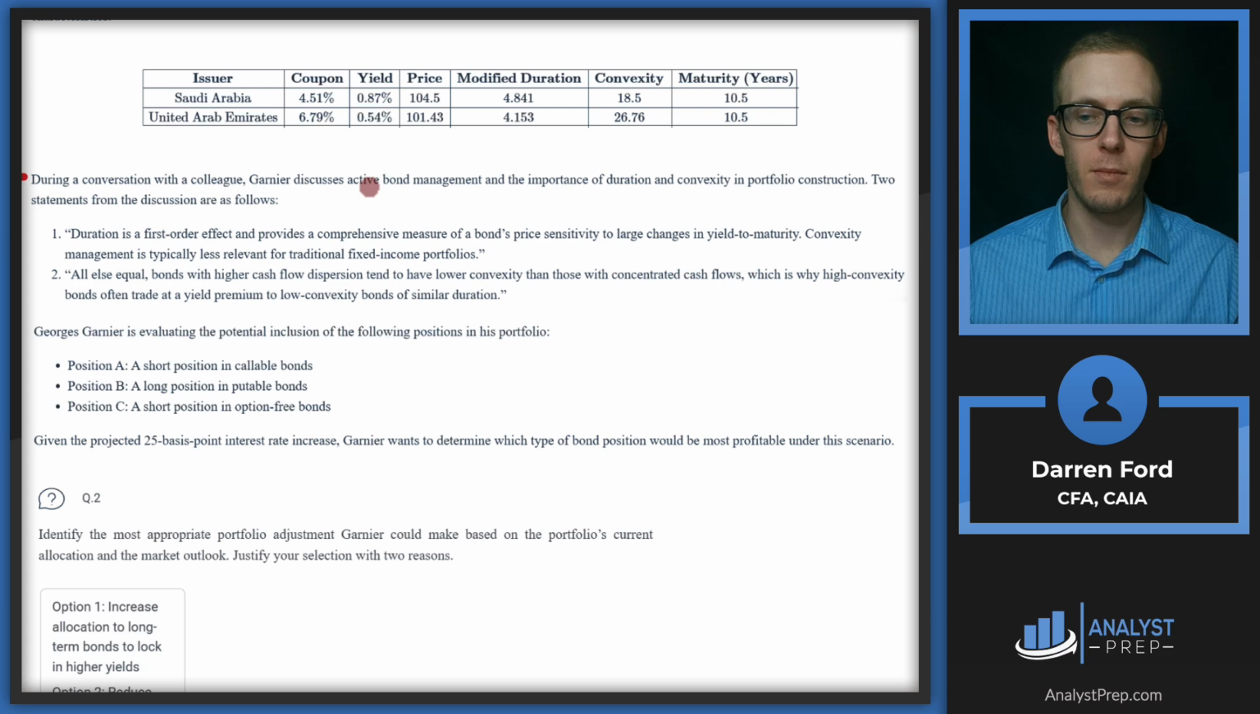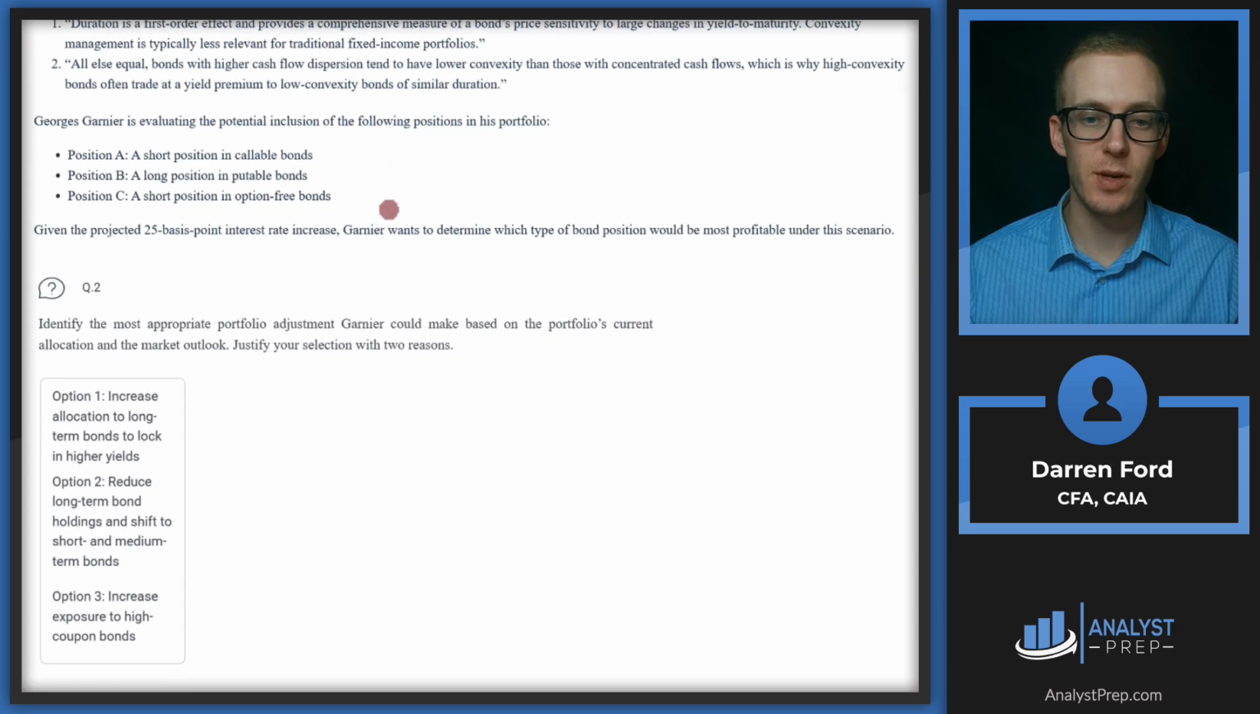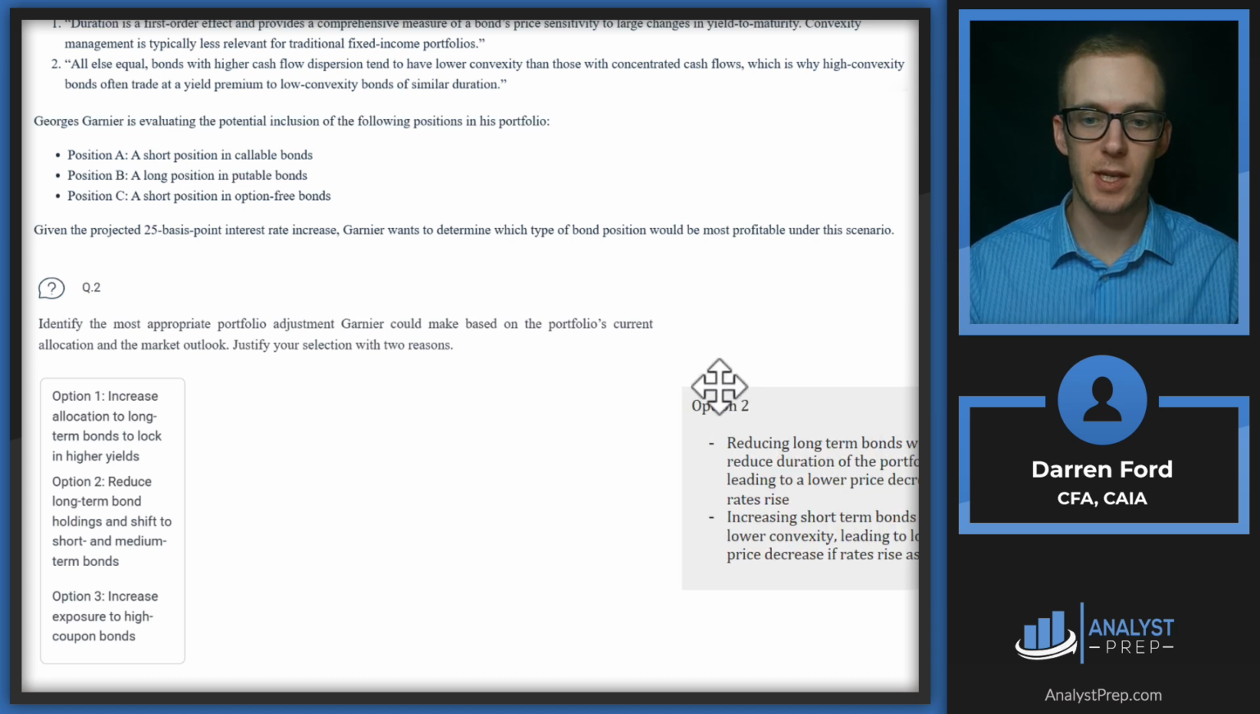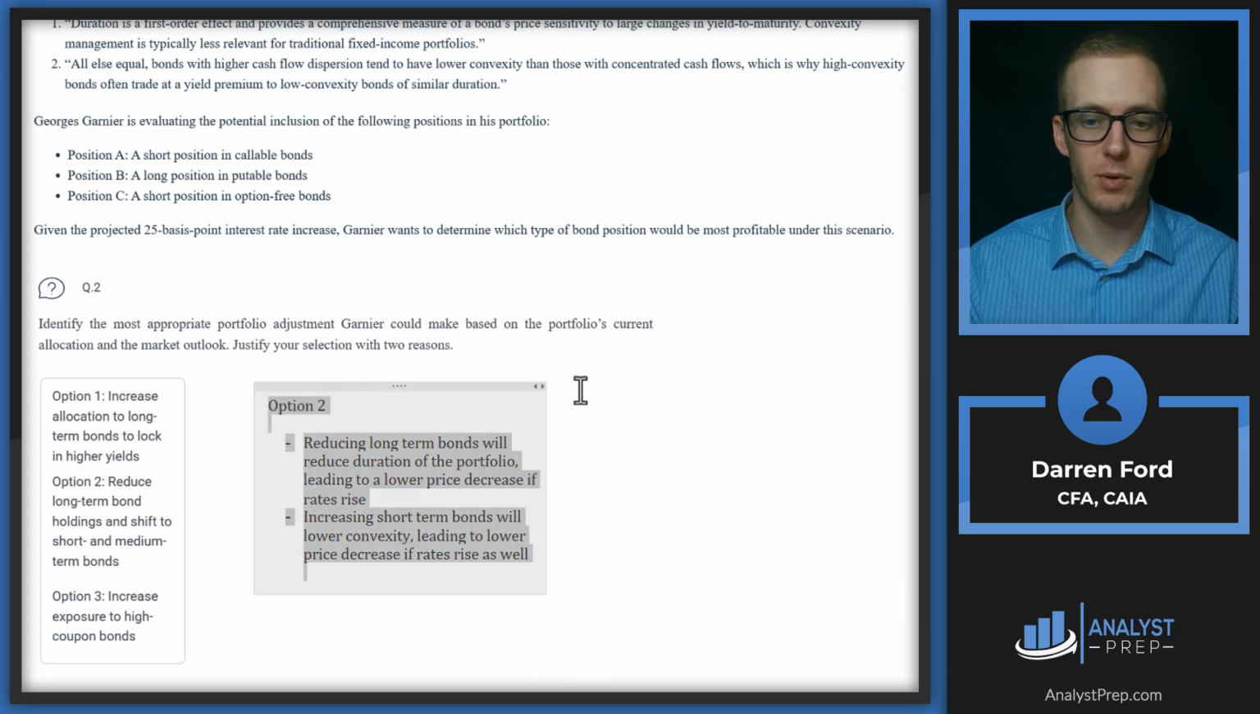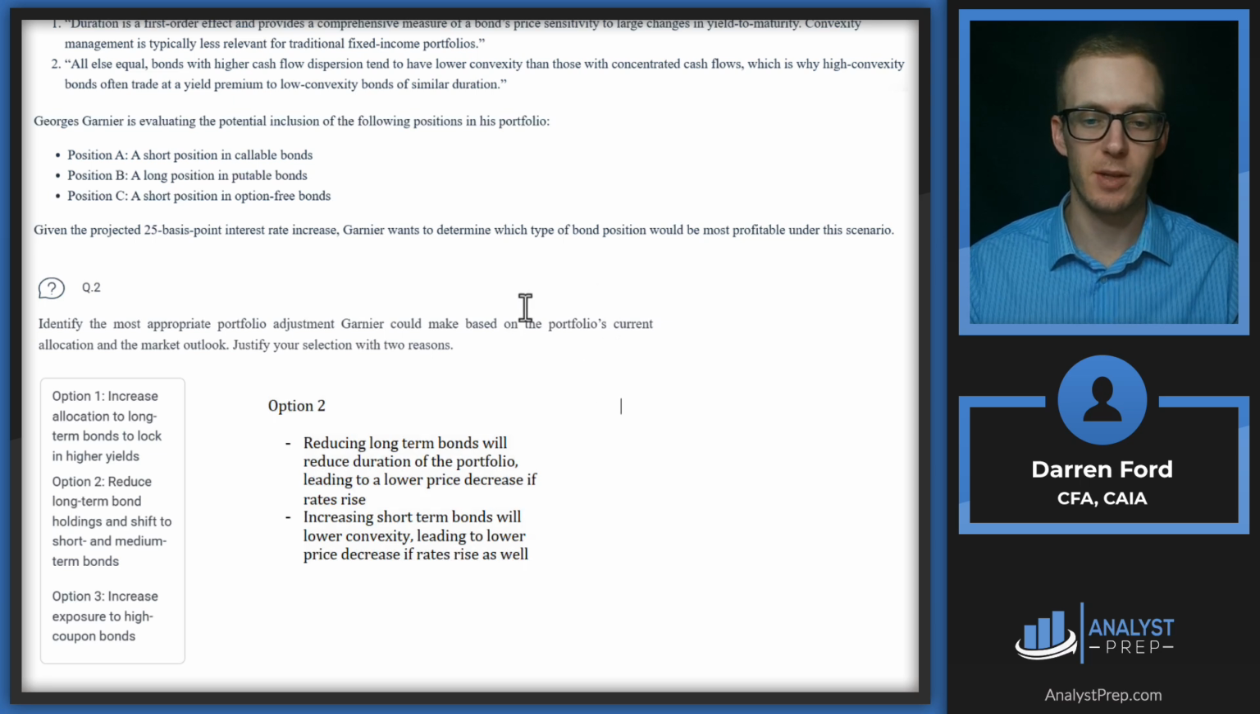So when we are going to see an increase in rates, we generally want to reduce our sensitivity to interest rates, because if our sensitivity to interest rates is higher, then we are going to see a greater price decrease from that increase in rates. So we're going to choose option 2, reducing long-term bond holdings. Reducing long-term bond holdings is going to reduce the duration of the portfolio. Again, duration is an interest rate sensitivity measure.